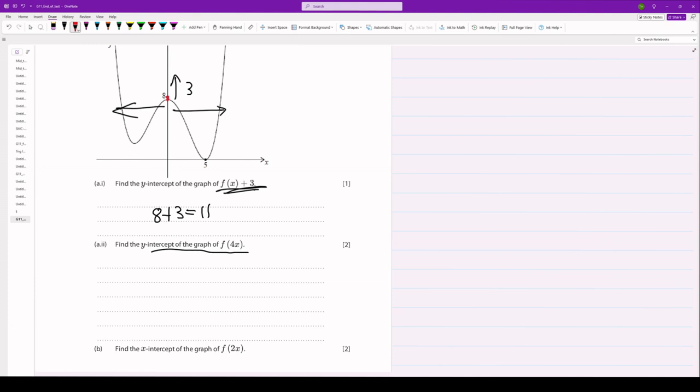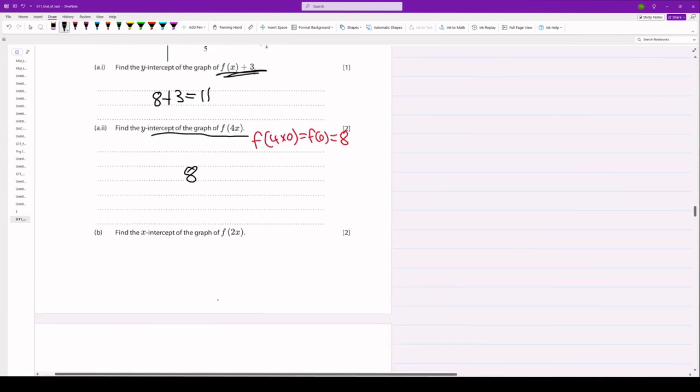I think that's maybe the best way of explaining it. The second way of maybe explaining this is noting that f of 0 is equal to 8. So f of 4 times 0 is still f of 0, so it's still 8. It hasn't moved anywhere.